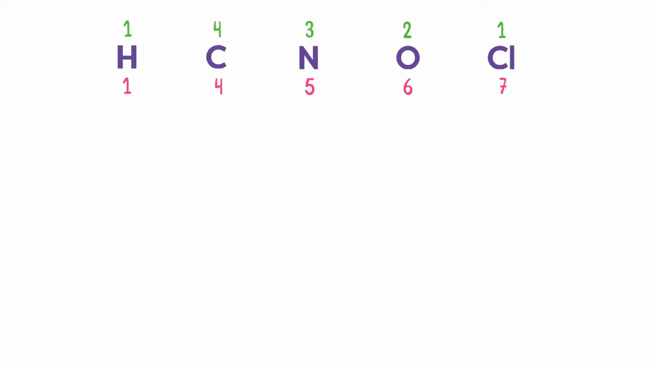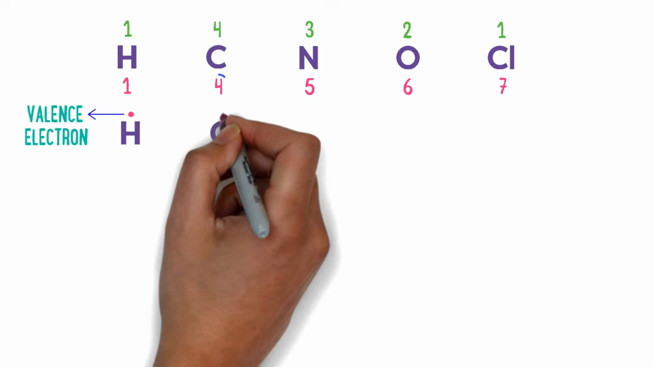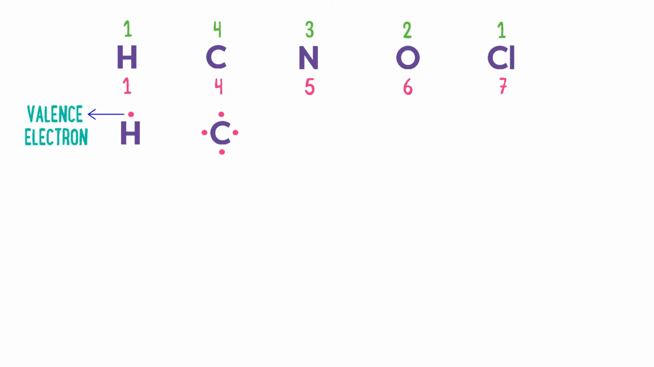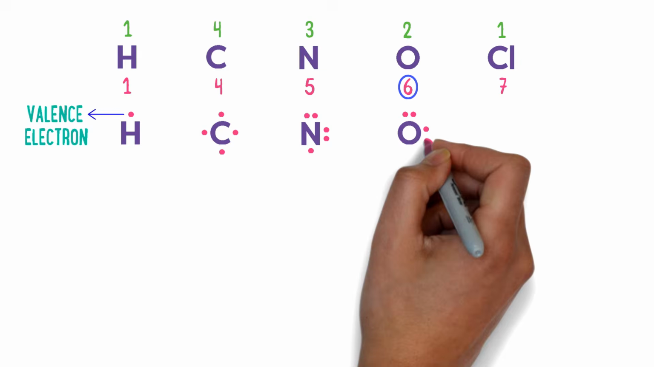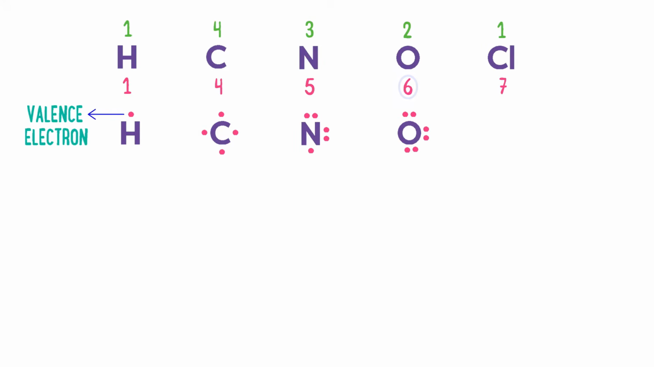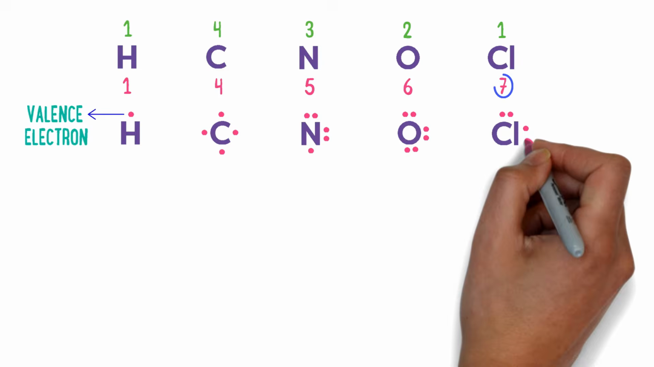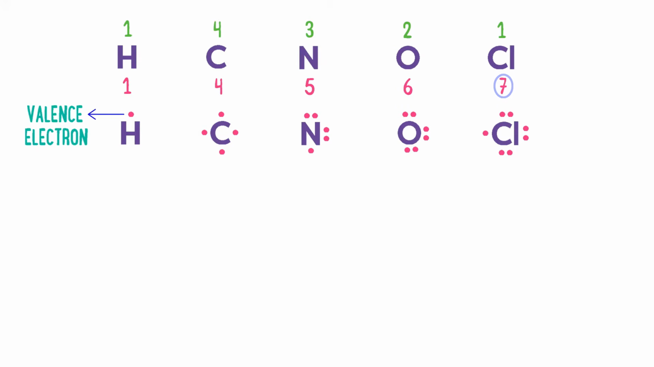Now let me draw the Lewis structure of these elements. Write the symbol of hydrogen, H, and then put a dot on it. This dot represents the valence electron of hydrogen. Similarly, I write carbon and put 4 dots on it. I write nitrogen and put 5 dots on it. I write oxygen and put 6 dots on it. And finally, I write chlorine and put 7 dots on it. These are the Lewis structures of these elements.